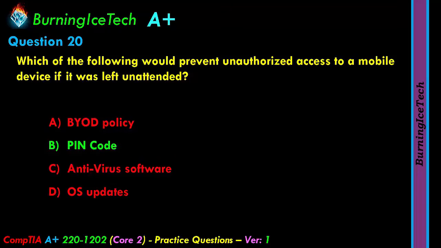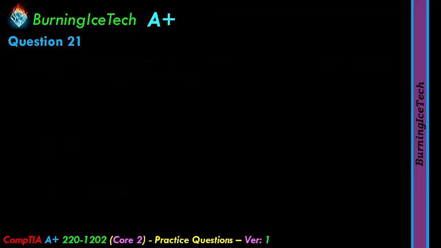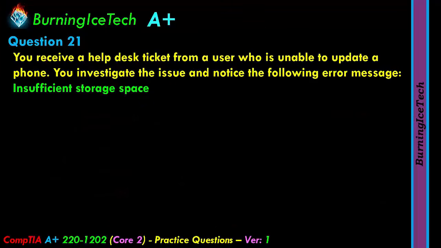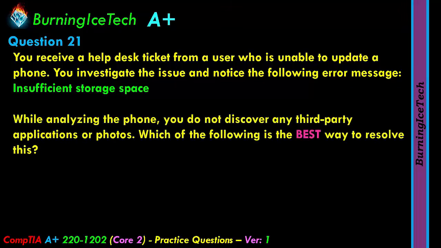Right, let's have a look at question 21. You receive a help desk ticket from a user who is unable to update a phone. You investigate the issue and notice the following error message: insufficient storage space. While analyzing the phone, you do not discover any third-party applications or photos. Now, this is kind of weird. Which of the following is the best way to resolve this?